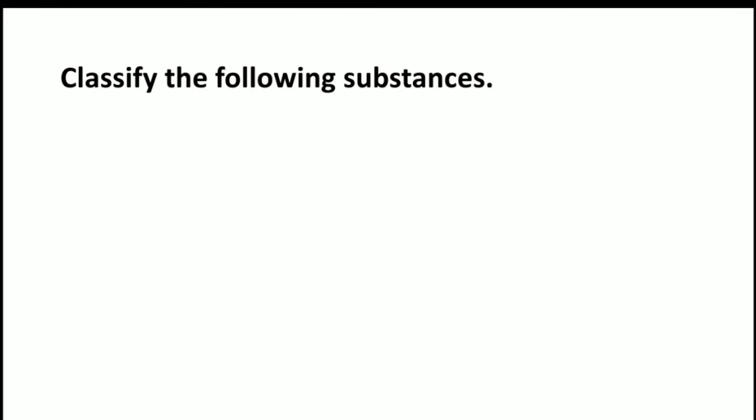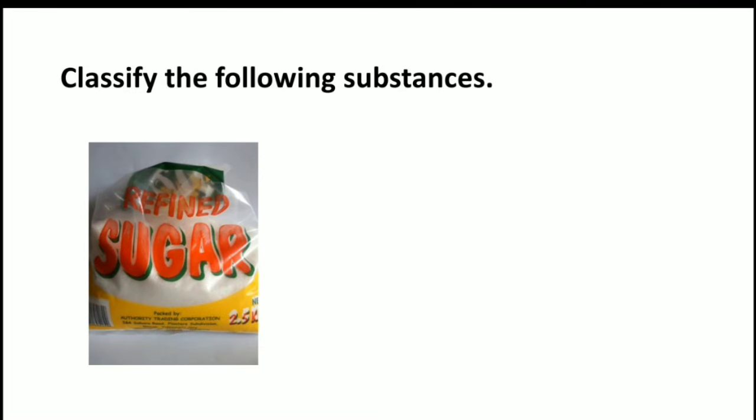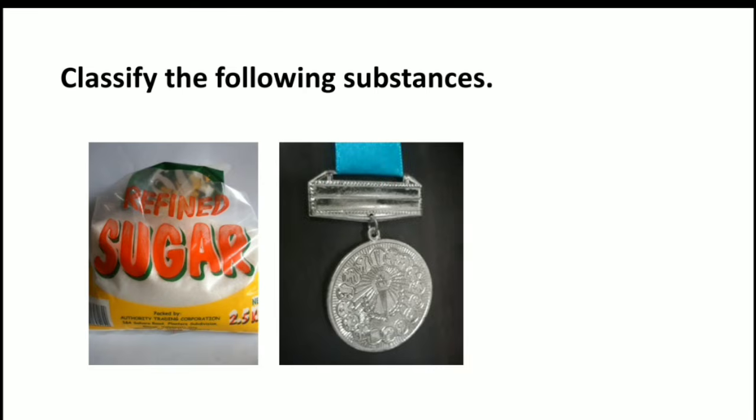Let's try the following. Let's classify the following substances. Sugar is an element or a compound? Yes, it is a compound because sugar contains 3 elements: carbon, hydrogen, and oxygen. This one is a silver metal. So what kind of substance is this?